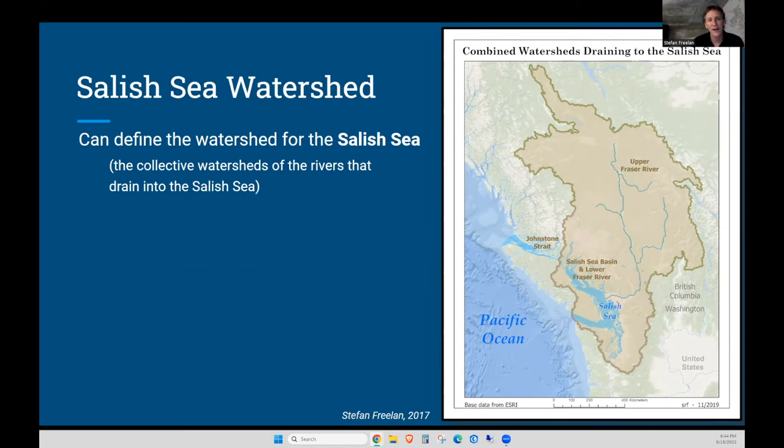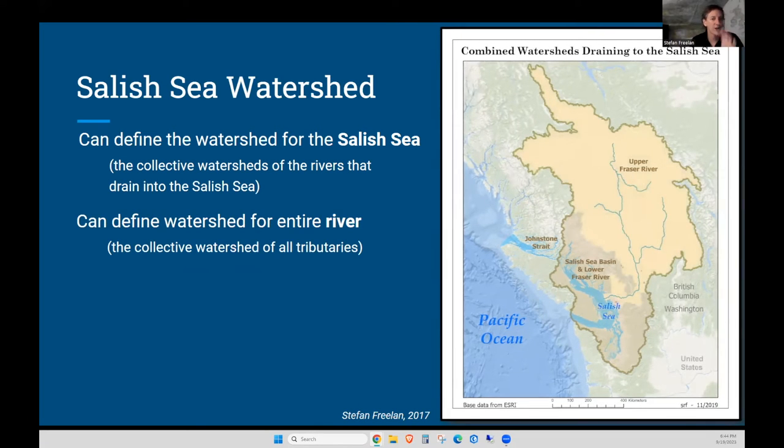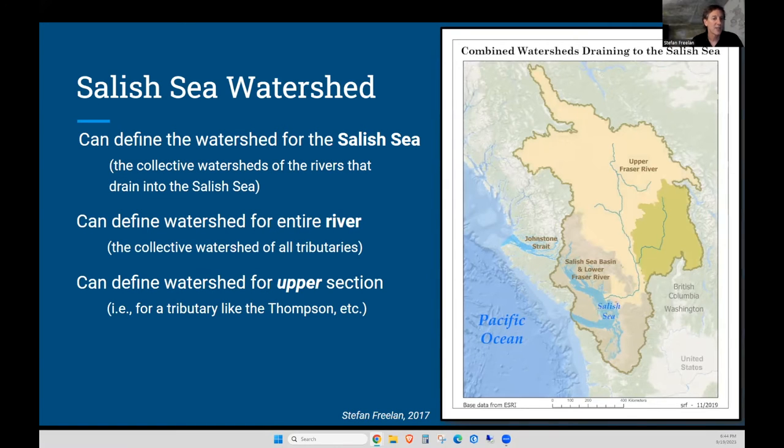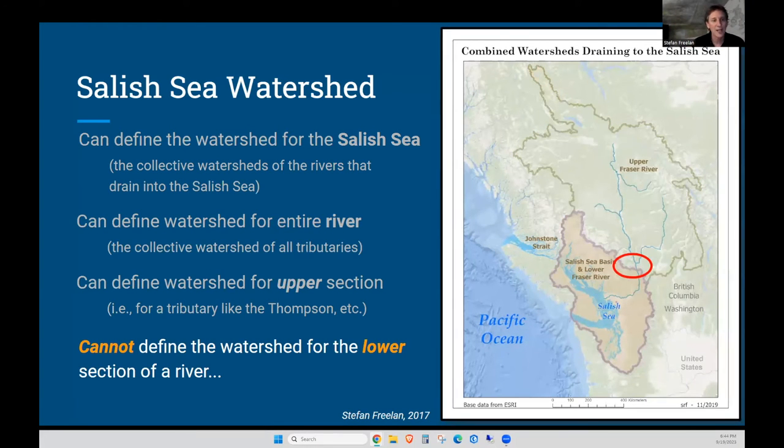Okay, so you can define this as the watershed for the whole Salish Sea. This is the watershed for just the Fraser River. You can pull out even a tributary. This is the watershed for just the Thompson River, which drains into the Fraser, which drains into the Salish Sea. So you can pull out just the Fraser or just a tributary of the Fraser. What you can't do is pull out the lower section of a river, all right? Short of diverting the whole Fraser River some other way or putting in a dam, that water comes through and becomes part of the watershed. So it just doesn't work. I cannot call that a watershed, all right?